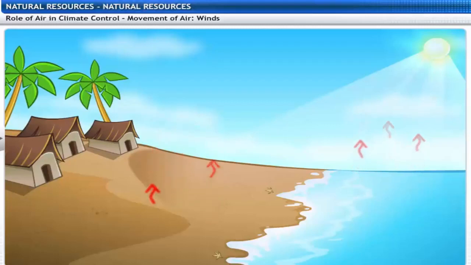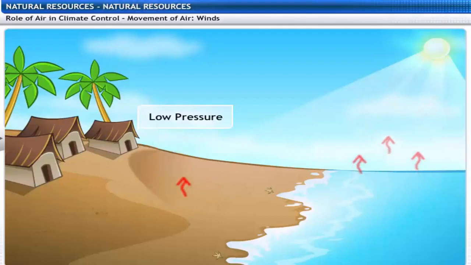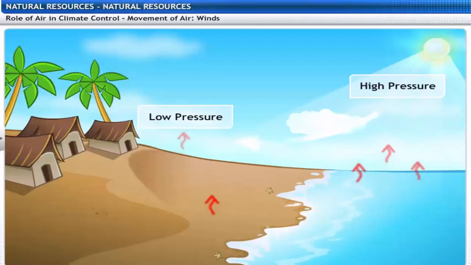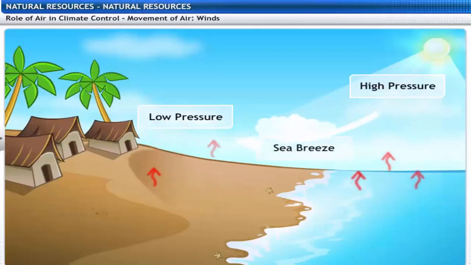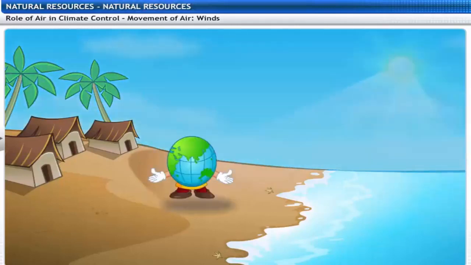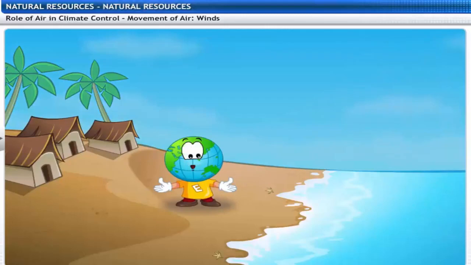During the day, heated air above the land starts rising, creating a low-pressure area. This causes air to move from a high-pressure area over the sea to a low-pressure area over the land. This creates a sea breeze. This is the reason why land near water bodies gets colder faster. Cool! That's why I like the seaside best.